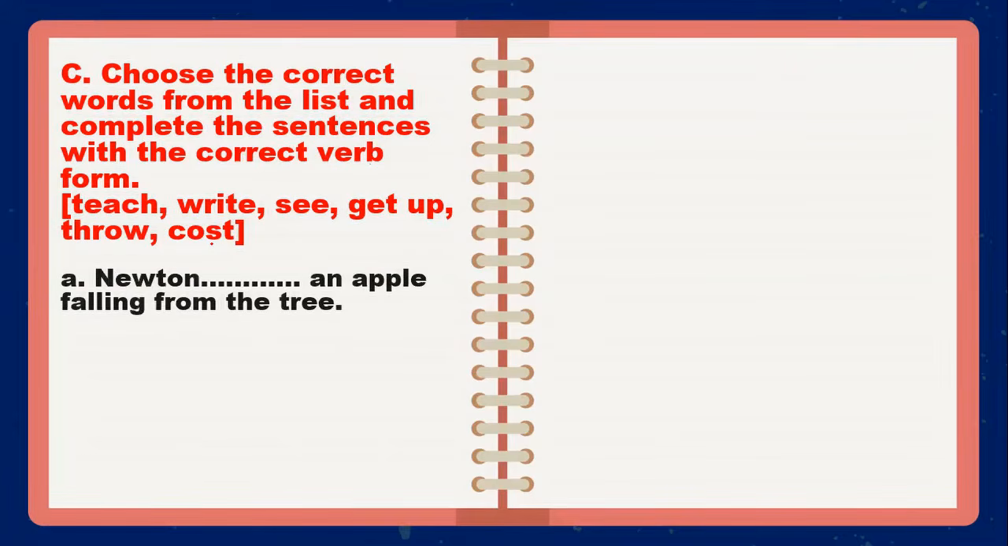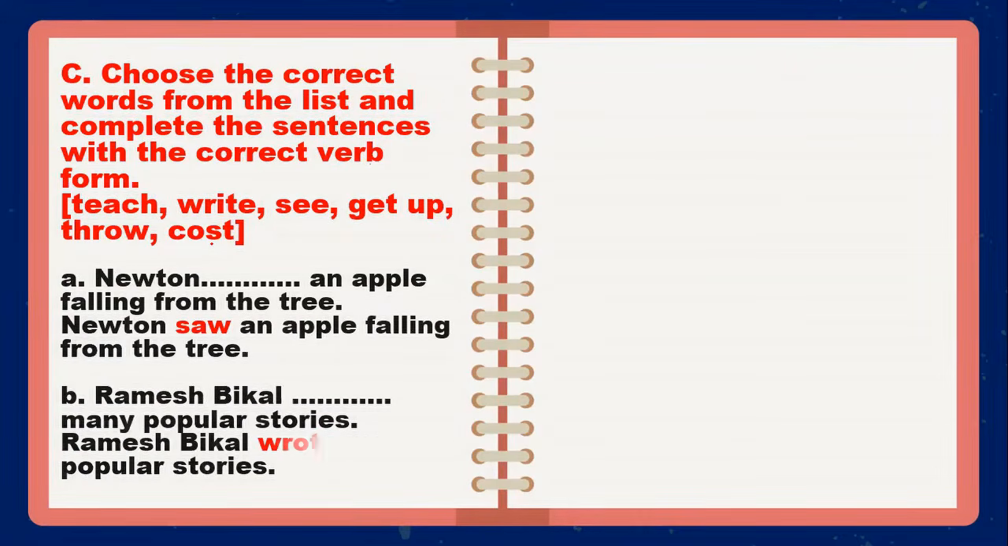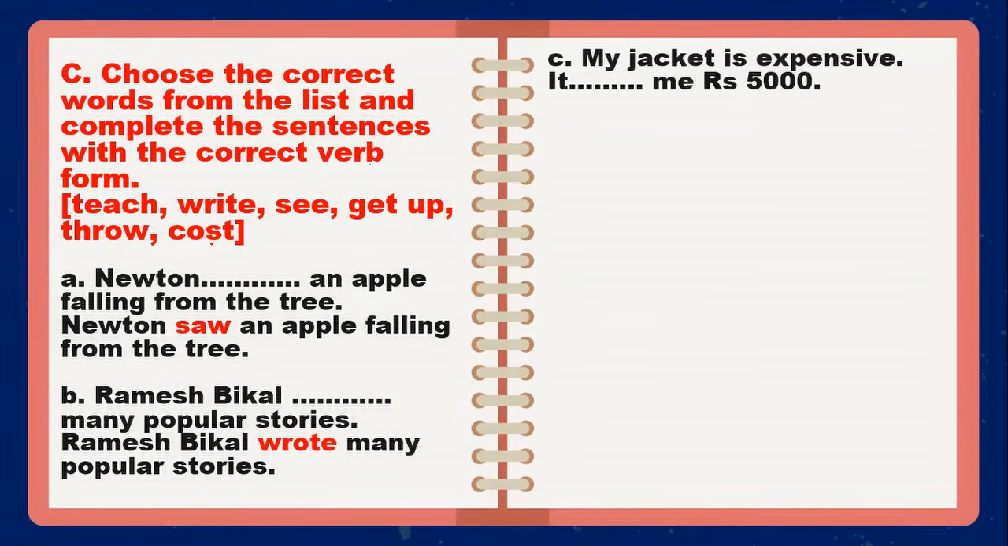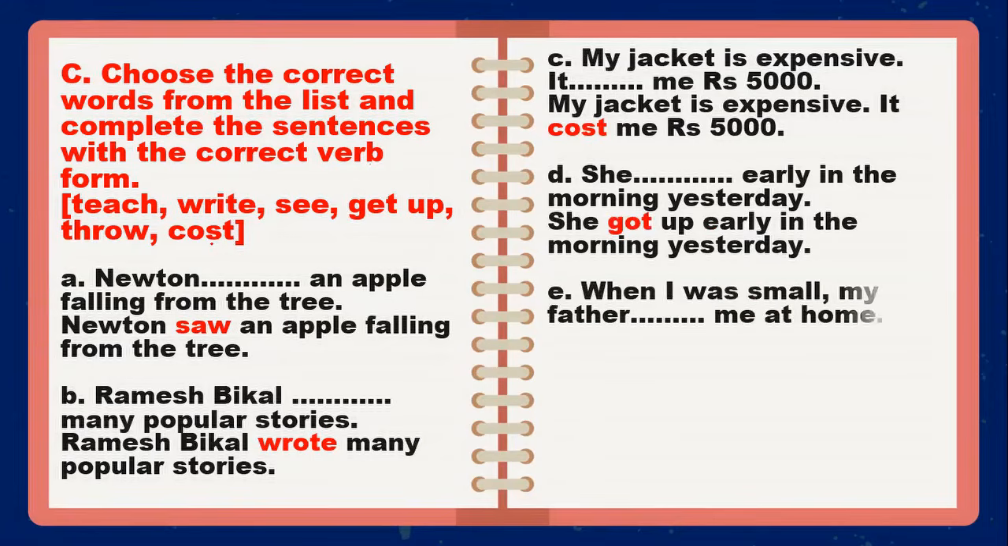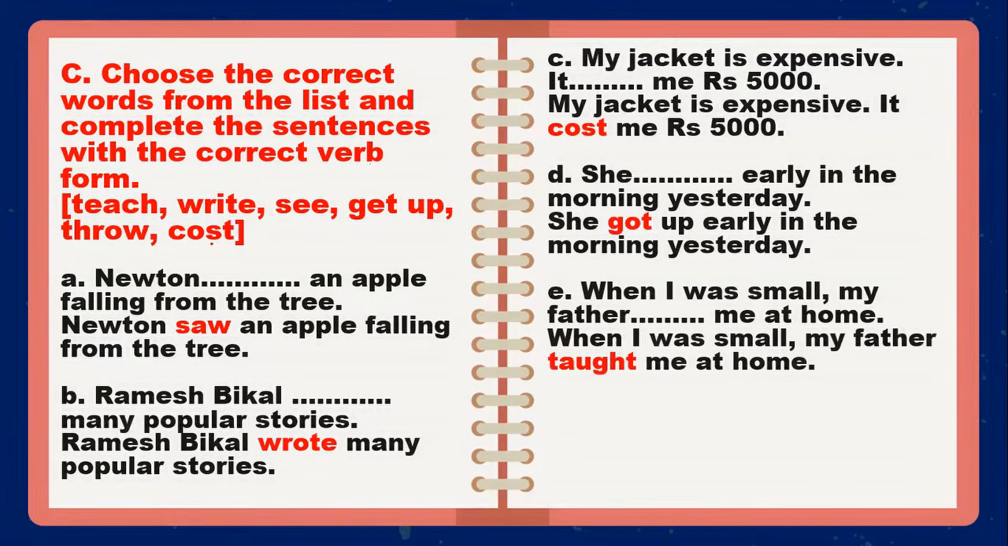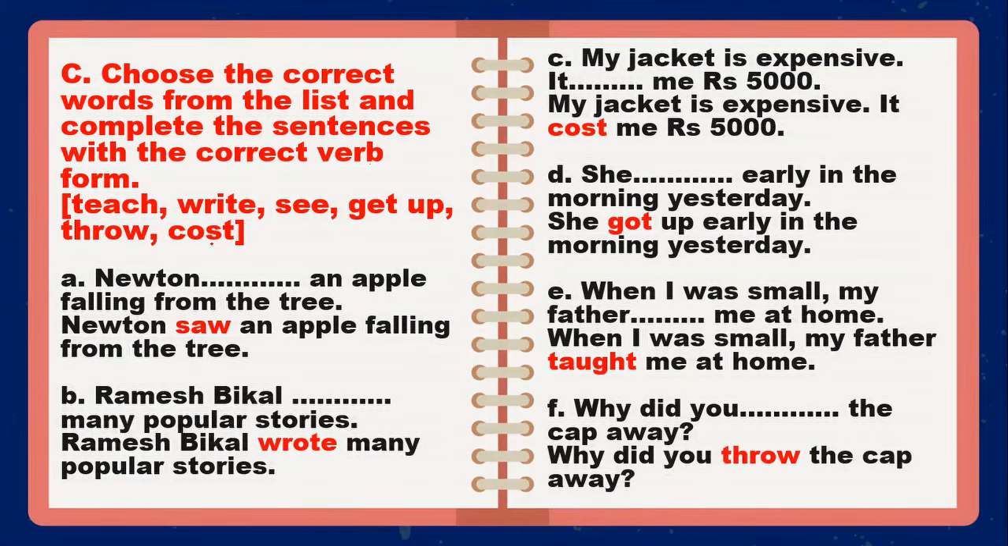Okay, so Newton saw, Ramesh Bikal wrote, my jacket is expensive, it cost me. So it remains the same. See, early in the morning yesterday, get up past tense, got up. When I was small, my father threw me at school. He taught me at school, and obviously taught me at his home. And why did you throw the cap away? Why did you throw?